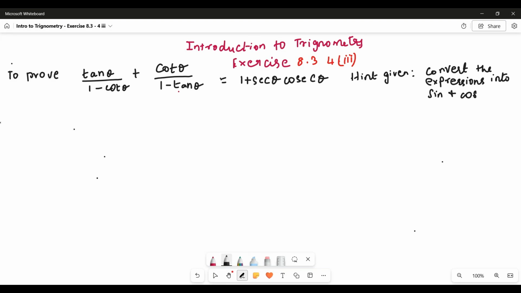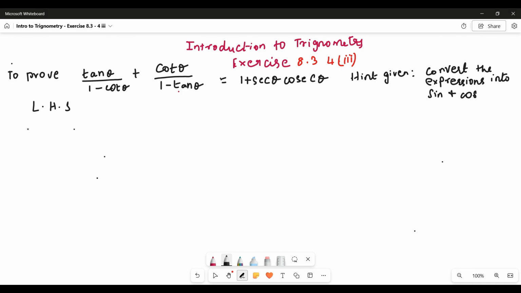I have taken a problem from the Introduction to Trigonometry chapter, NCERT Grade 10, Exercise 8.3, the fourth question. We have to prove that tan theta over 1 minus cot theta plus cot theta over 1 minus tan theta is equal to 1 plus sec theta cosec theta. I'll start from the LHS. The hint given in the textbook is to convert the given expressions in terms of sin theta and cos theta, so we'll follow that here.